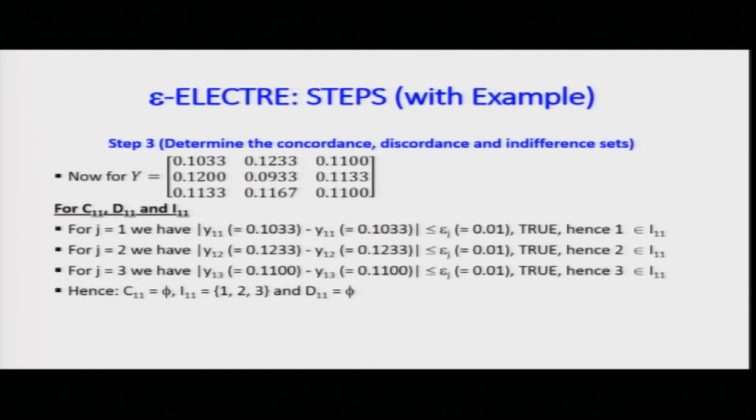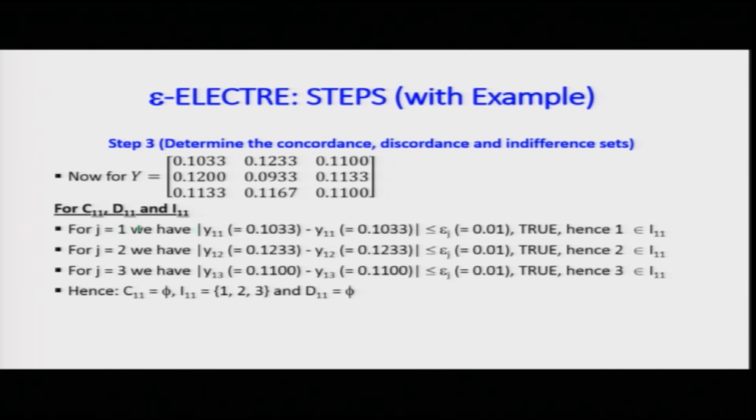Now, these y values were already calculated using the normalized utility values multiplied by the w values, which are the weights, and this matrix y was given. Now, we will just follow the rule given and calculate the values, and I will only talk about the end results rather than going into the detailed calculations. So, we will first find C11, D11 and I11: concordance, discordance and indifferent. Initially for the ELECTRE method it was only C and D.